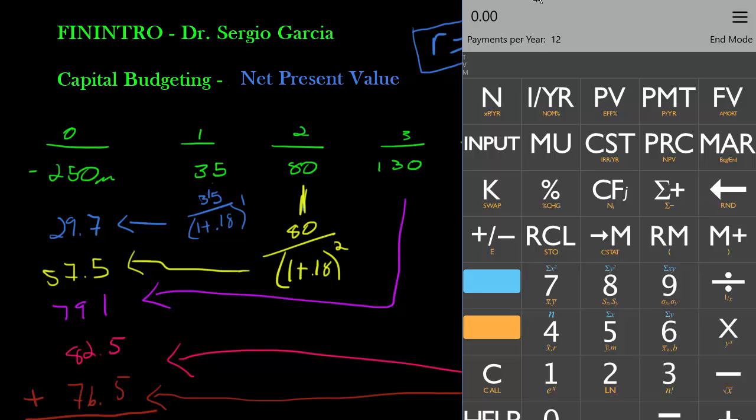So the first thing I'm going to do is note that I have payments per year at 12. So I'm going to change that to 1 shift payments per year. So I have 1 payment per year. And then instead of using my cheat sheet up here at the top, I'm going to use my cash flows. So my first cash flow is 250 negative cash flow.